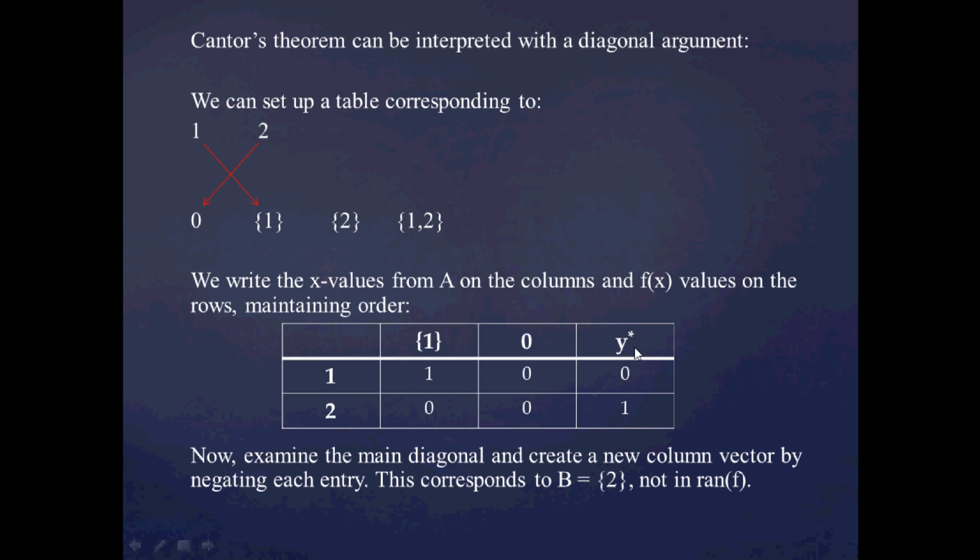So this y star can't be found in any of the columns in this table, which means that this new construction, y star, is not in the range of F. And I encourage you to play around with this too, and see how this mechanically creates the new set B, which is not going to be in the range of F.